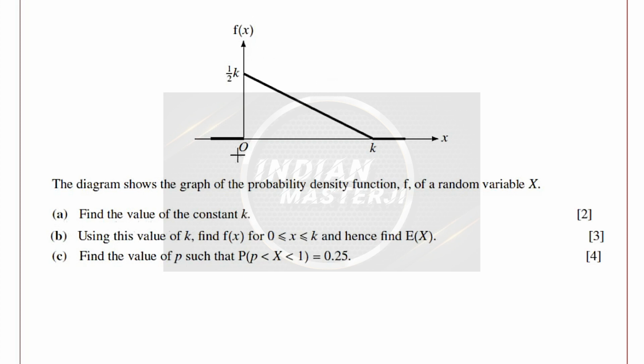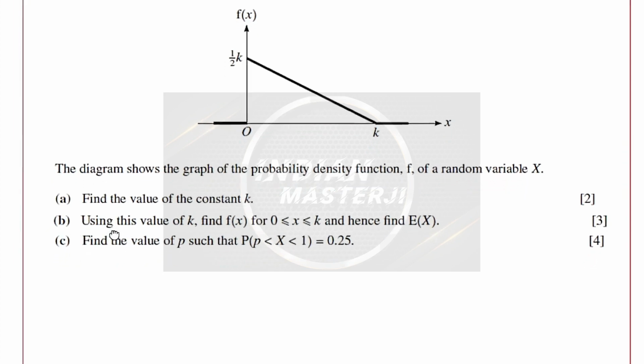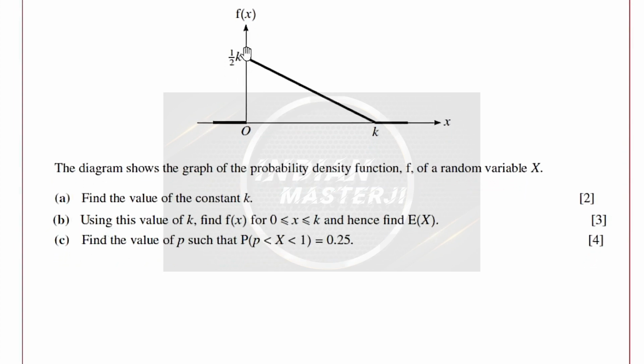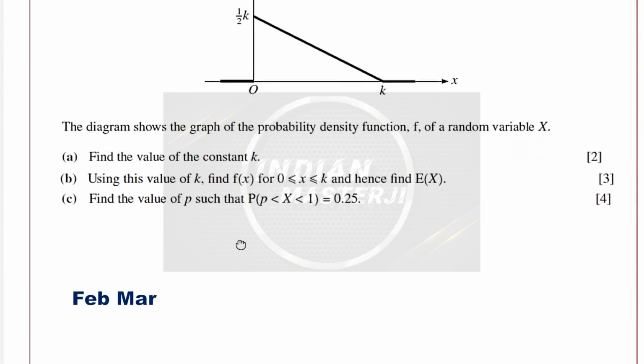So here f of x equation is not given. For which interval it is defined, they have not given. So what we will have to do to find out k is that we will have to take the help of this particular shape of the graph. What is the shape of this particular graph from 0 to k? It is representing a triangle, correct?